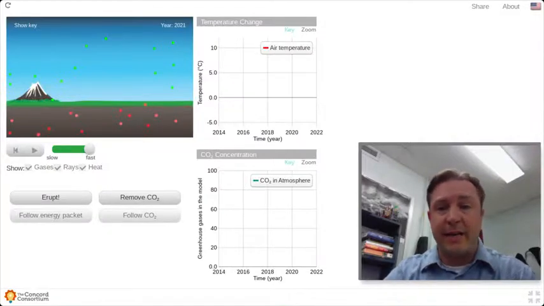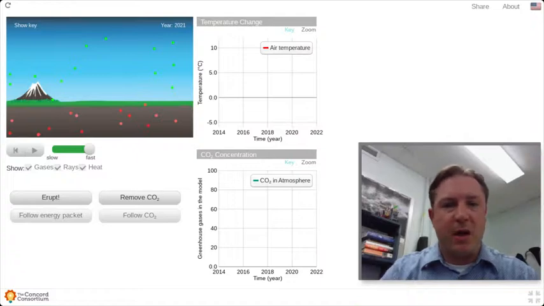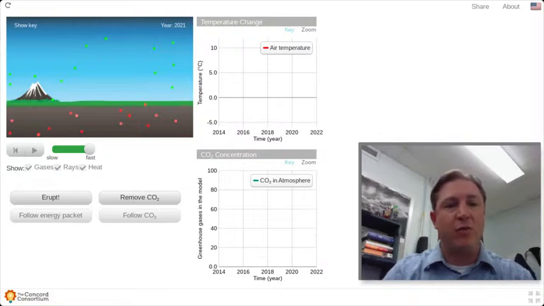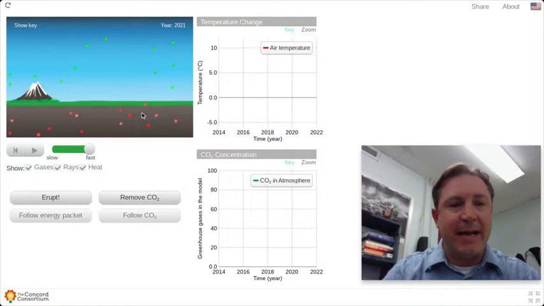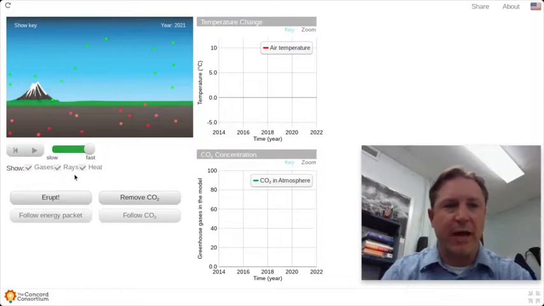This is the second activity in the Concord Consortium Interactions in the Atmosphere set of interactives, continuing on with this basic image of the Earth showing a volcano, which is one contributor of CO2 in the atmosphere, and the ground and the heat energy in the ground shown by those red molecules. It has some of the same interactions as the first one. It also has these two graphs here that are actually kind of important to look at.